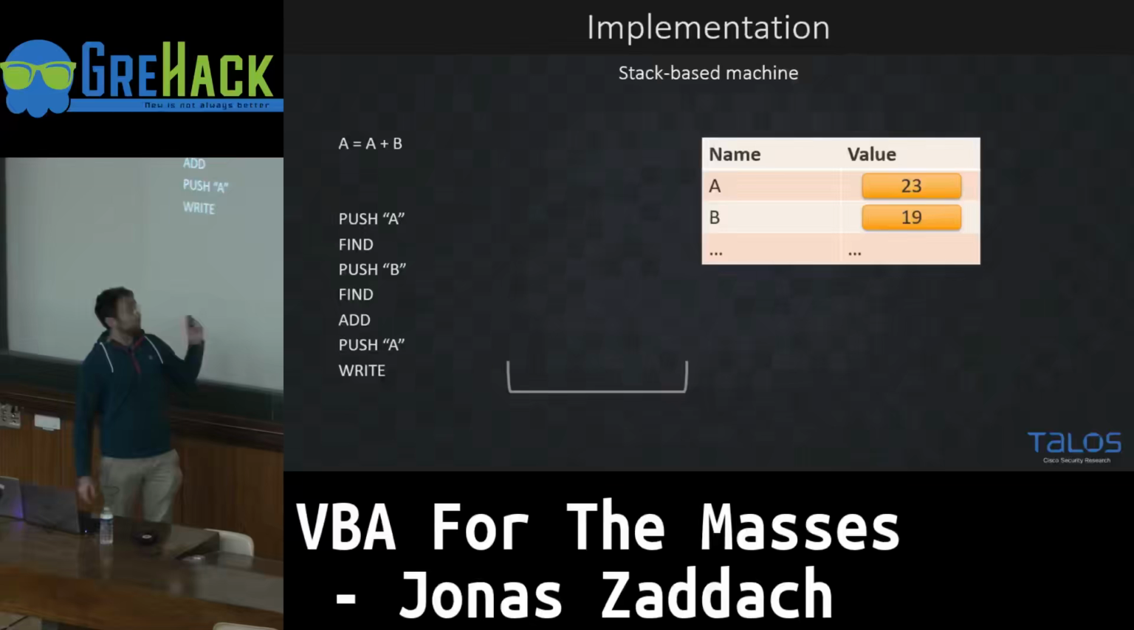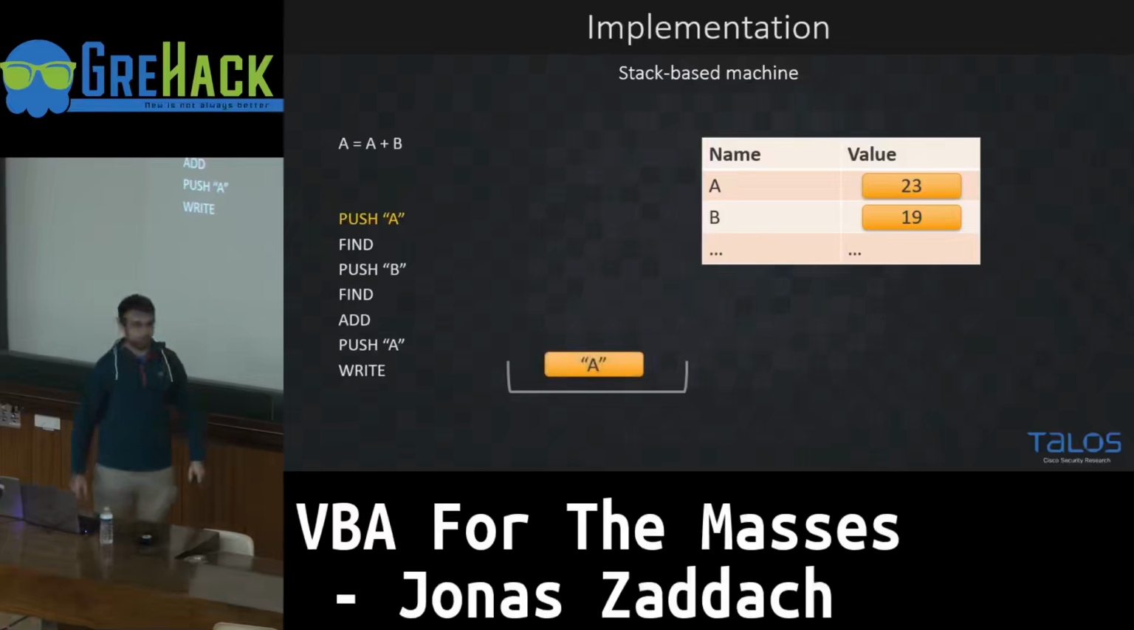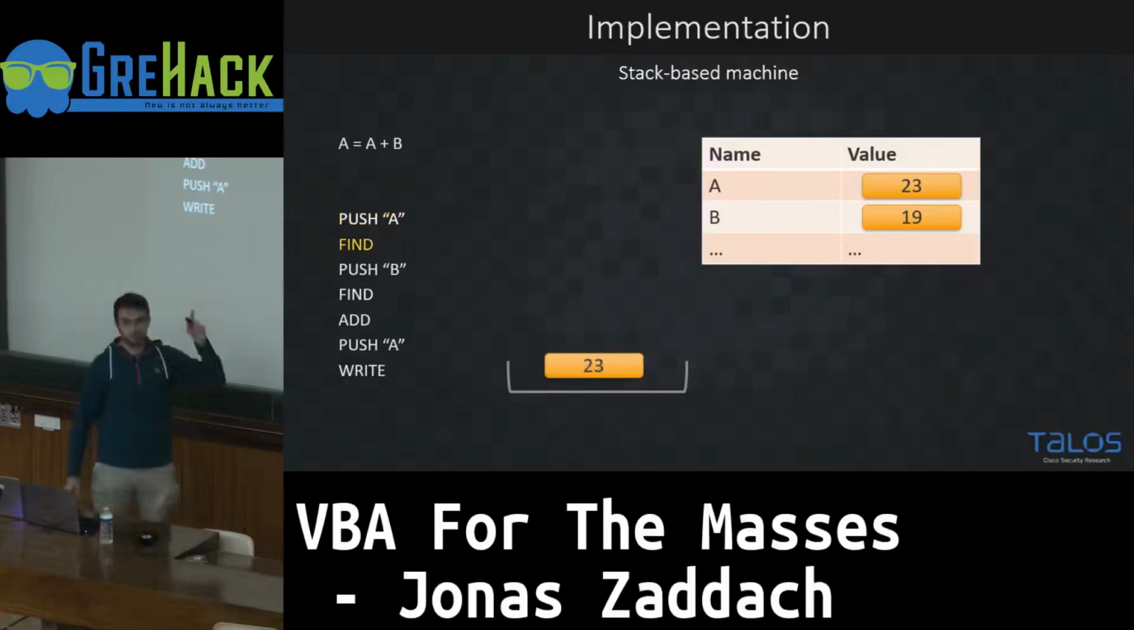Okay, let's look at how the implementation works. If you're already familiar with Java, how the Java virtual machine works, then this is nothing new for you, I think. We just start with a very simple program. We want to execute A equals A plus B. And we first push a string A on the stack. Then we have the find instruction that fetches us the variable named A from our dictionary of variables.